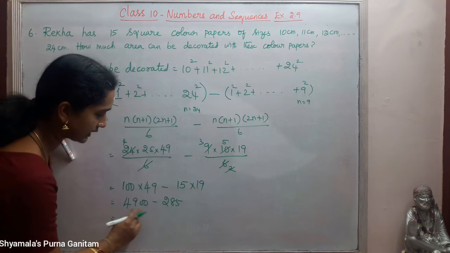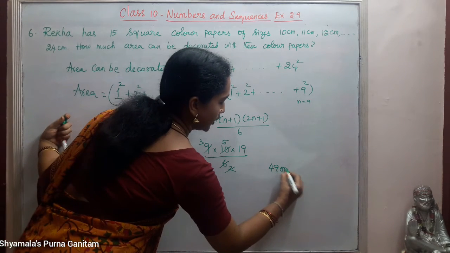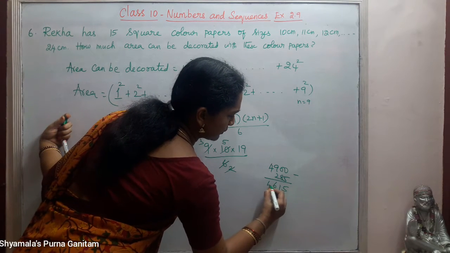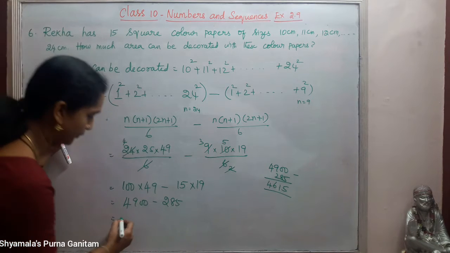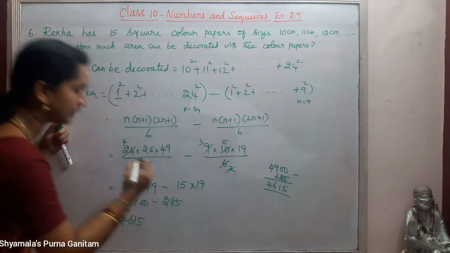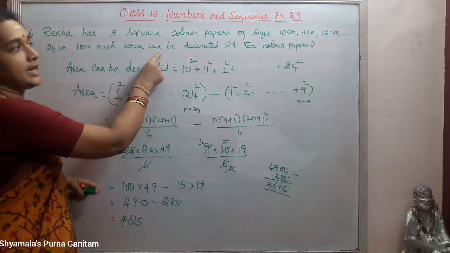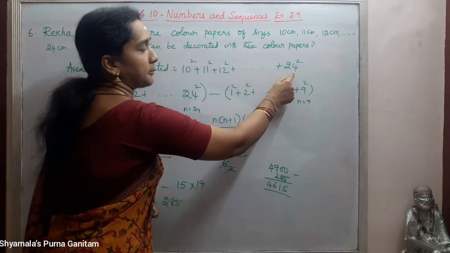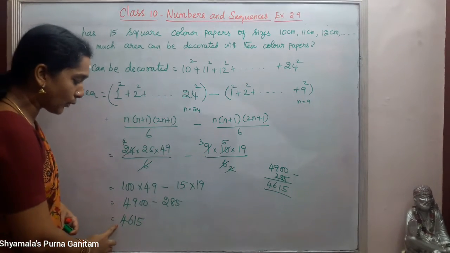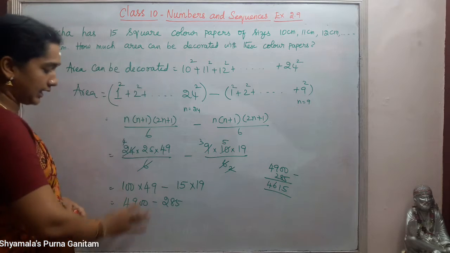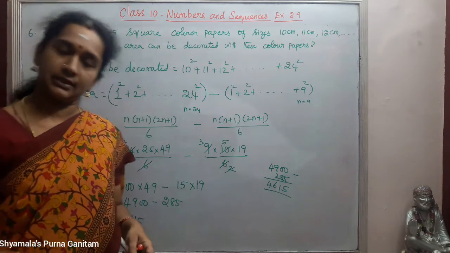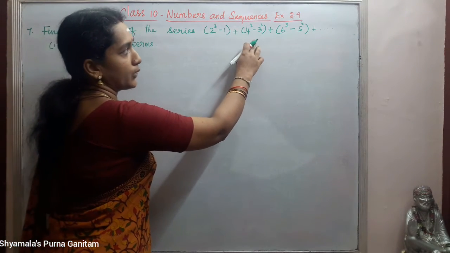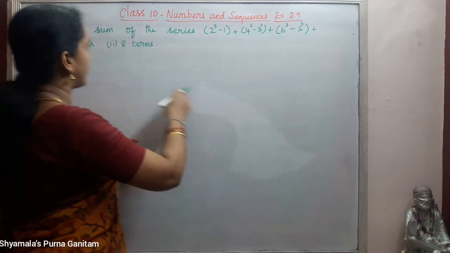So, 4900 minus 285 will be 4615. So, the area that can be decorated with the color papers of 10 square, 11 square, 12 square up to 24 square is 4615 square centimeters. Next, find the sum of the series 2 cube minus 1 plus 4 cube minus 3 cube plus 6 cube minus 5 cube.